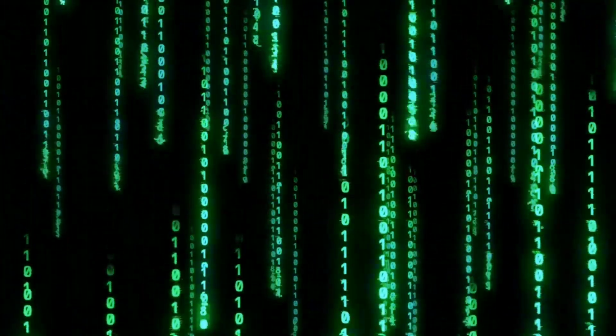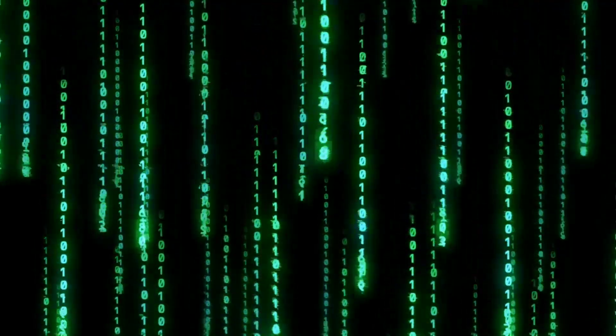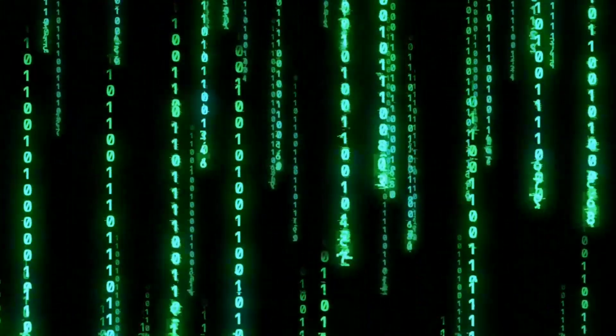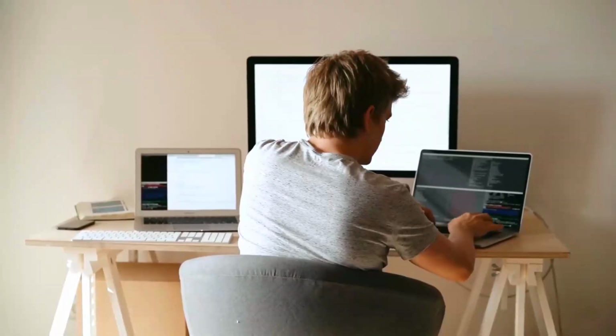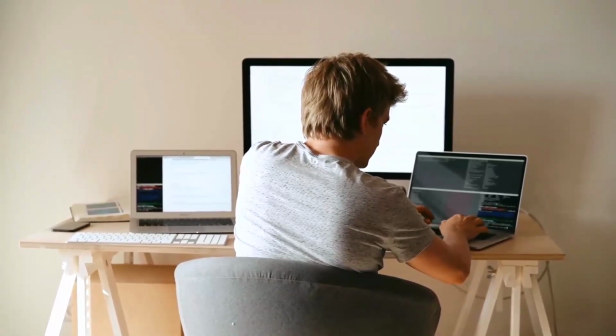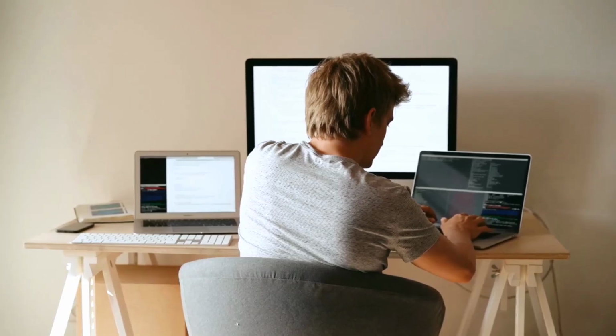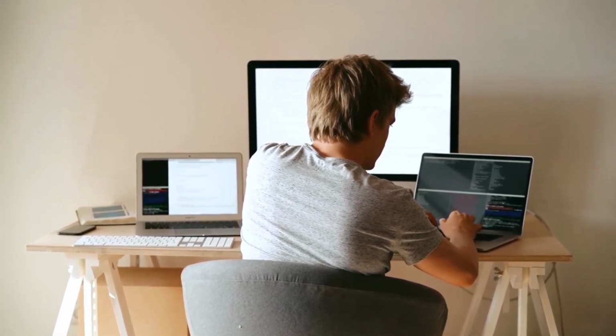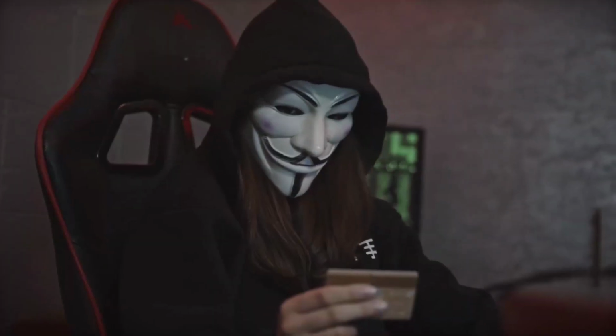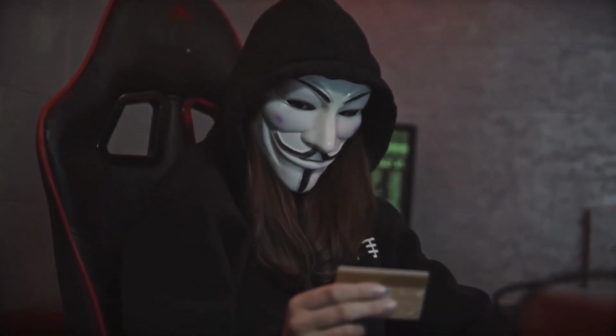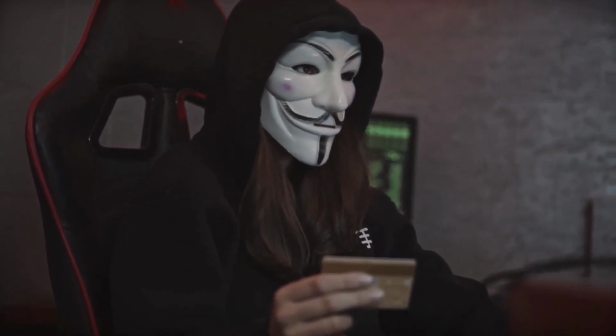In computing, numbers are represented using binary code, a series of zeros and ones that the computer can understand. However, when we deal with decimal or fractional numbers, things get a bit more complicated. That's where floating point representation comes in.